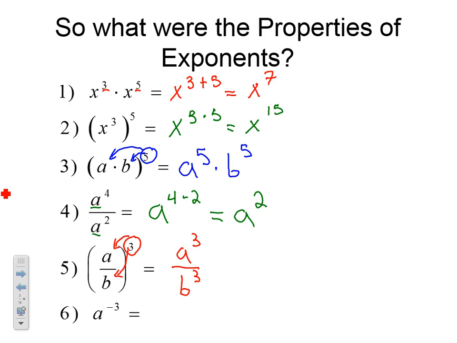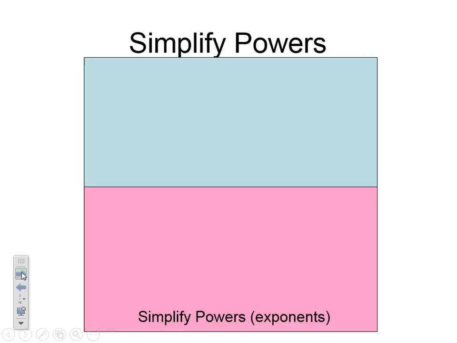And finally, if I have a negative exponent, I need to move it. Okay, it has to be moved to a different level. So since it's on the top, it's going to be moved to the bottom. So I'm going to get 1 over a cubed. Now that's just a little refresher of all of our exponent properties. We're going to be using these today, okay, when we're talking about simplifying our powers or our exponents.